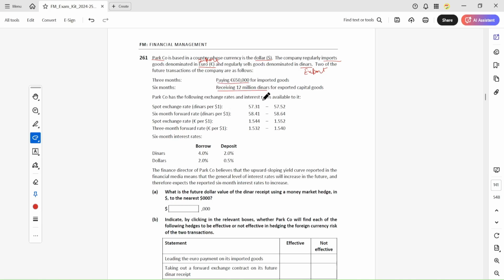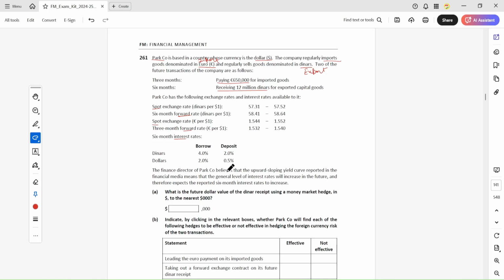The company has the following exchange rates and interest rates available to it: the spot exchange rate, the 3-month forward rate, and the 6-month forward exchange rate, in dinar per dollar and dinar per euro, along with the 6-month interest rates to borrow and deposit in dinar and dollar.